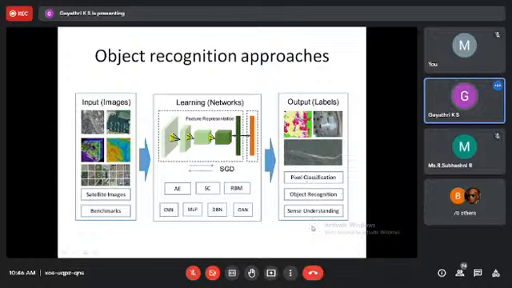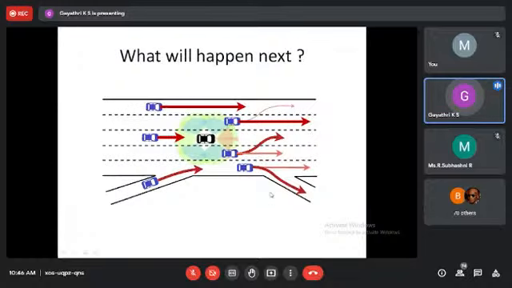So two steps have been done. I've got some information through the sensors. With the sensor information, I found out where I am in the environment. And I also found out who is around me. So I've identified there are so many vehicles around me, and this is the lane and all.